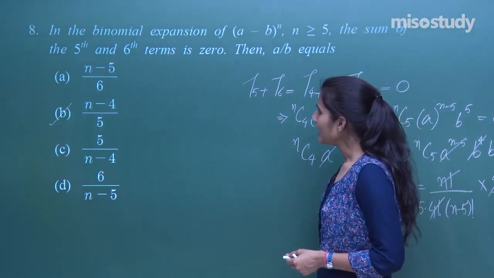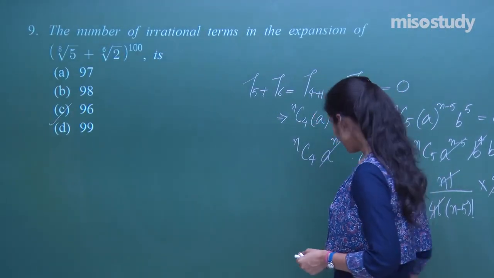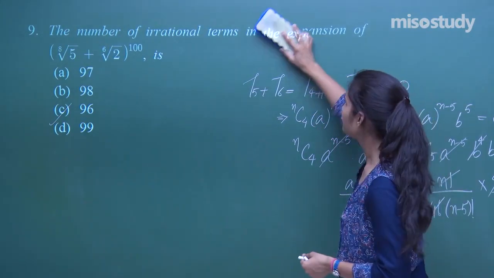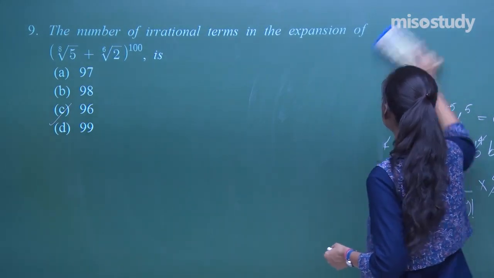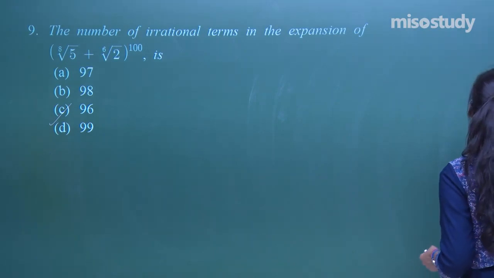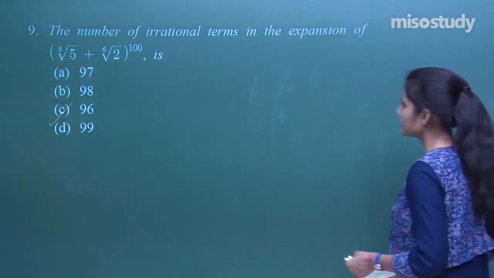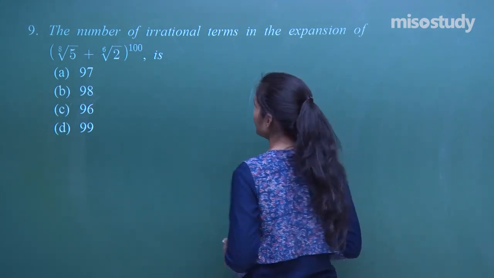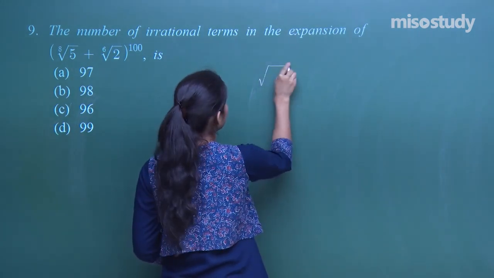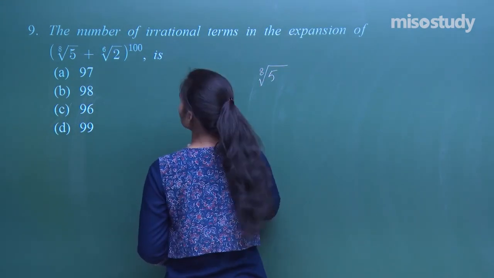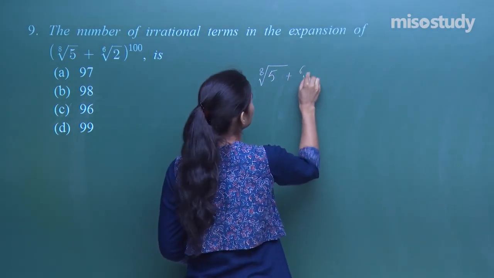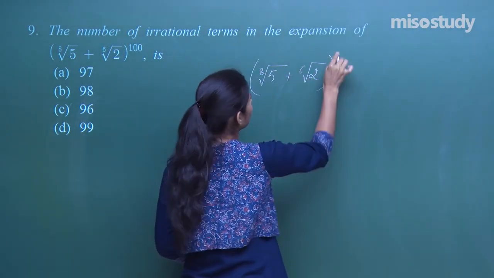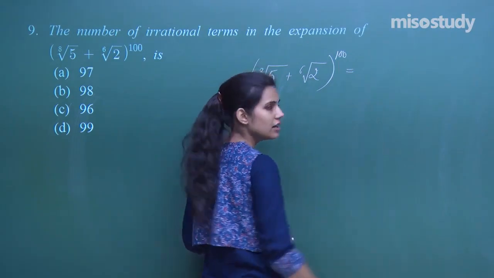Next we have the number of irrational terms in the expansion, this is what? So how many irrational terms can you find over here is the question. Let's see how many are there. If I talk about this expansion, this is 8th root of 5 plus 6th root of 2 whole to the power 100. How can I write this?